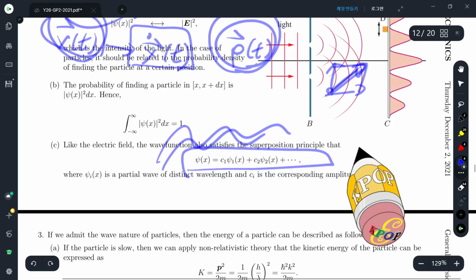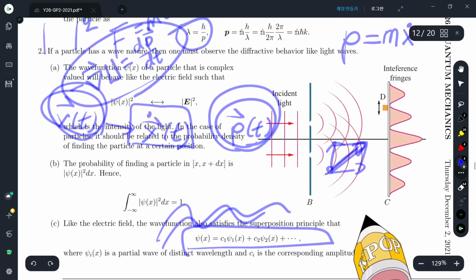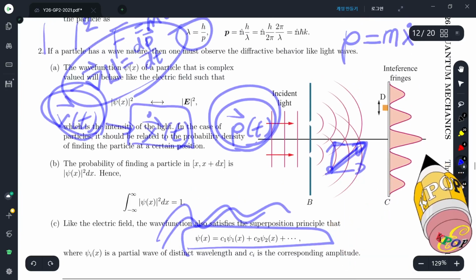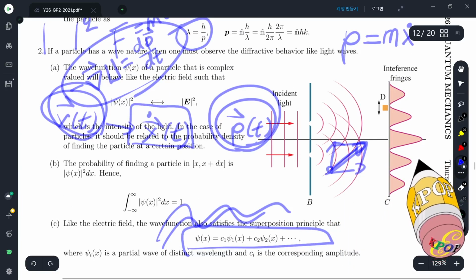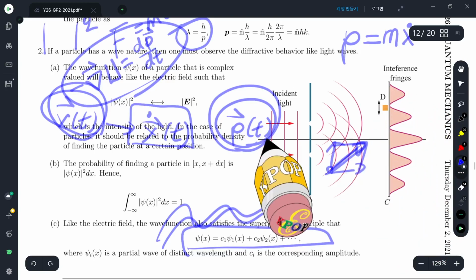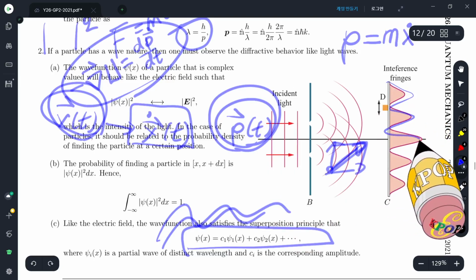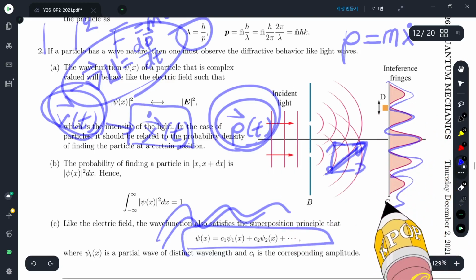The interference will result in a change in the distribution of the probability of finding a particle in space, just like the fringes on the screen in the result of Young's experiment may vary depending on the position.